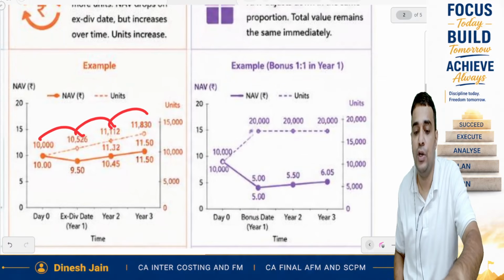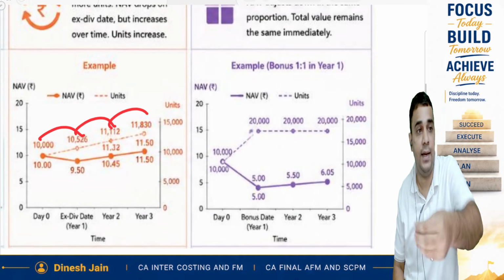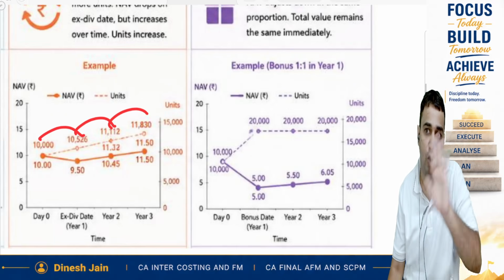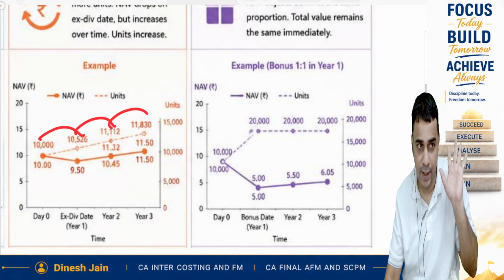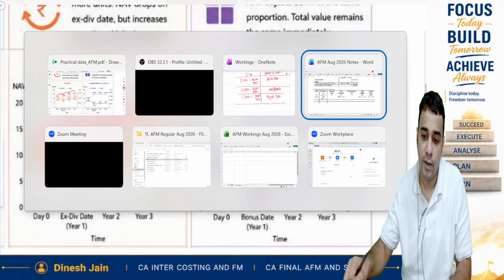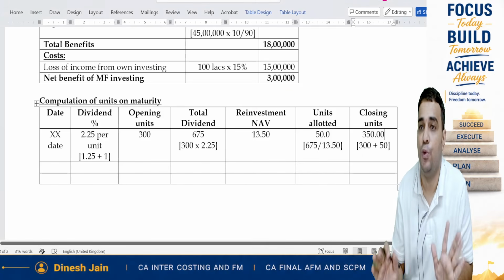In a bonus plan, units may double, triple, anything can happen. NAV will keep going down. How does it go down? You will see when I do a problem. Understood the first broad concept? Clear? Now, for a reinvestment plan, we do this table.